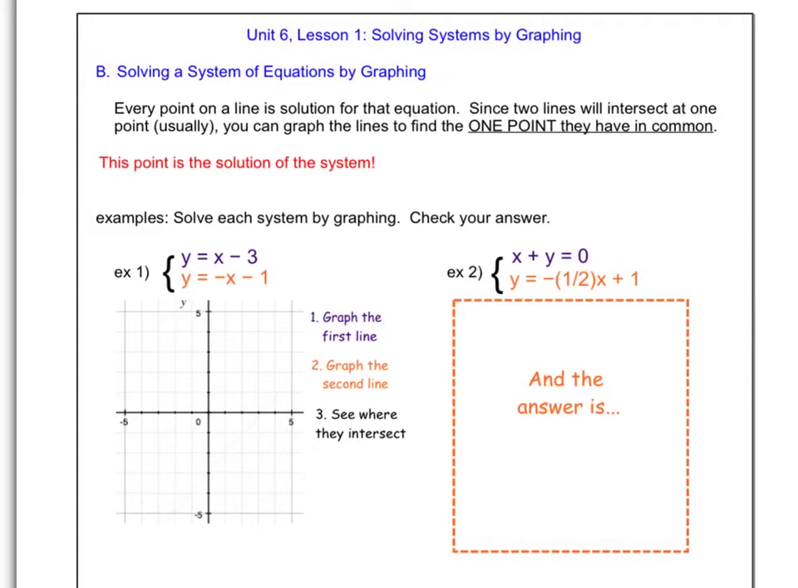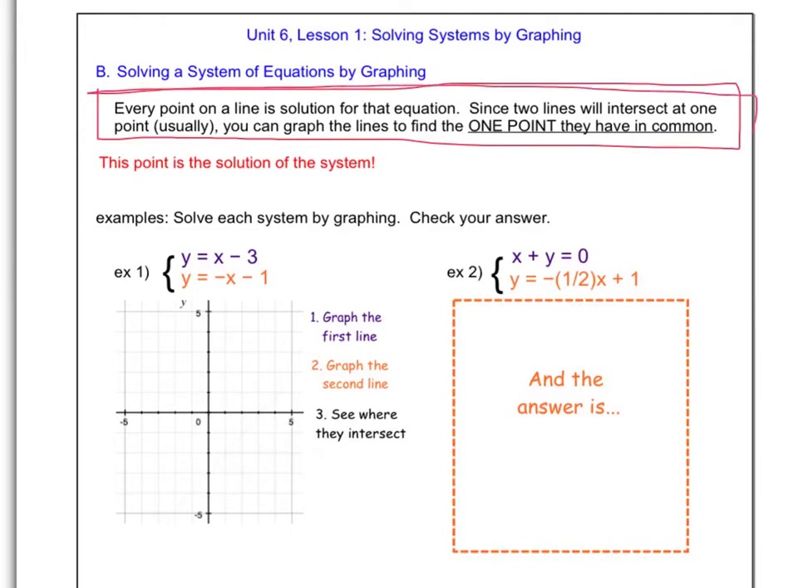I know you're excited. Every point on a line is a solution to that linear equation. Okay, so if you graph a linear function, every point that is on that line we call a solution. It works, it fits, just like you were doing in the previous slide. If I substitute it in, it'll make a true statement. Since 2 lines will intersect at one point, obviously we got to stick in the word usually, if they're parallel, you can graph the lines to find where this one point is that they have in common.